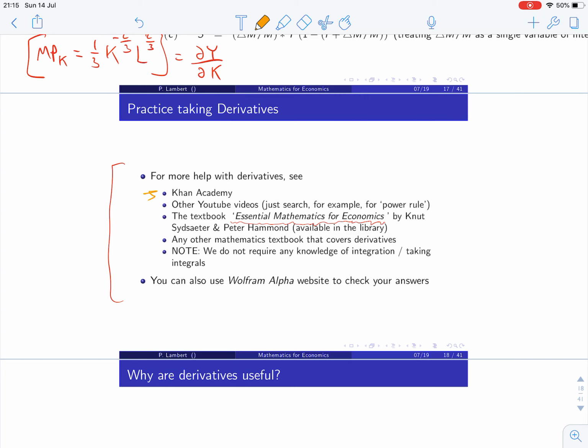Other YouTube videos, for example, just search for Power Rule. Essential Mathematics for Economics by these two authors. Any kind of high school textbook that covers basic calculus. And the tool that you would have seen me use in class a lot, which is Wolfram Alpha, which is really good for checking answers and helping visualize certain functions.